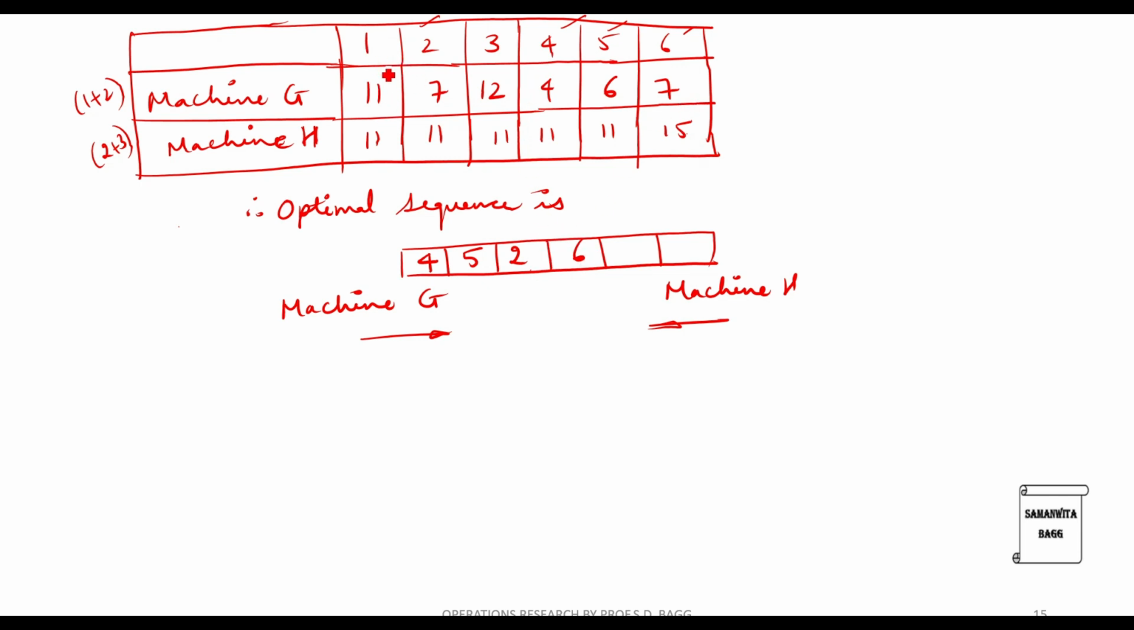Now what is left is 1 and 3. Here the minimum value is 11. For G you can see this is minimum. So I'll write down 1 over here. Preference should be given to the first one. And finally comes 3. This will be written here. So this is my optimal sequence. Now let's make the table. So first I'll write down job sequence.